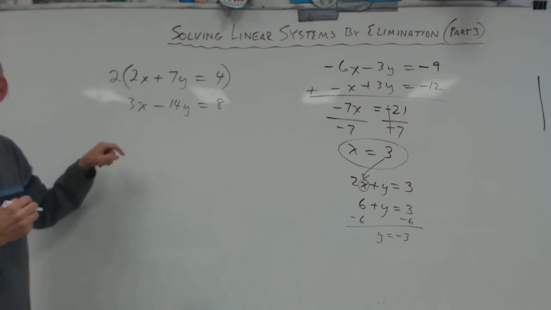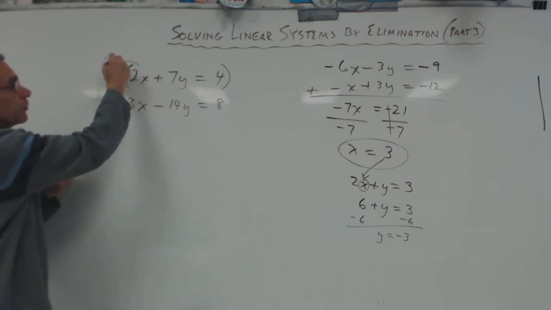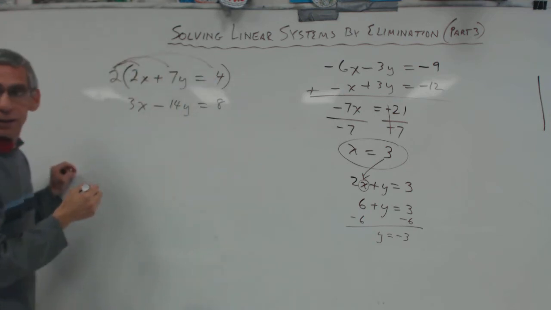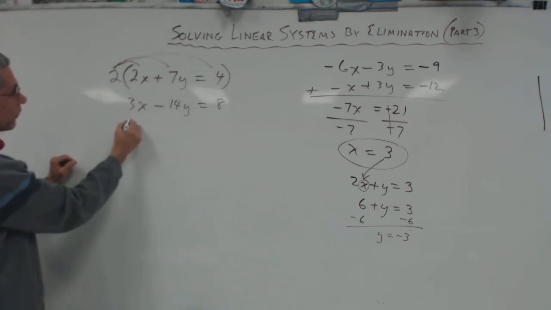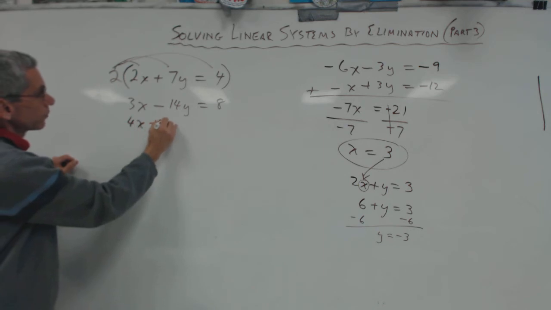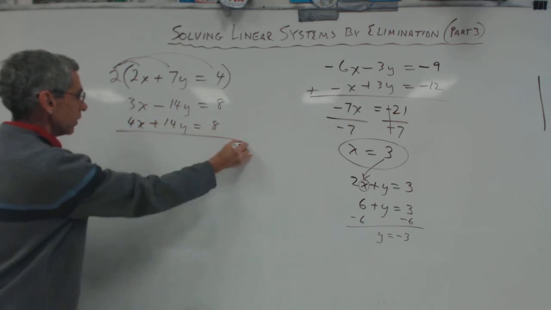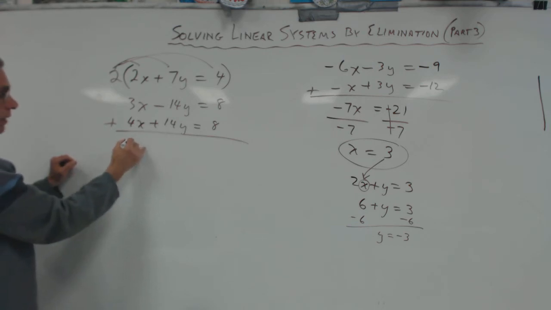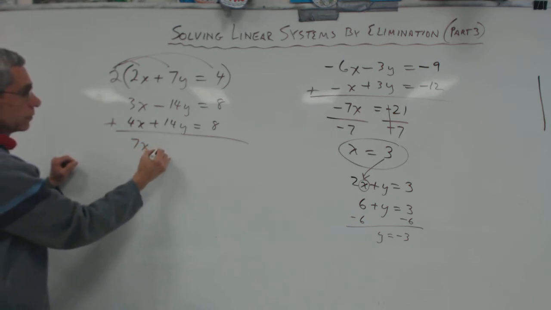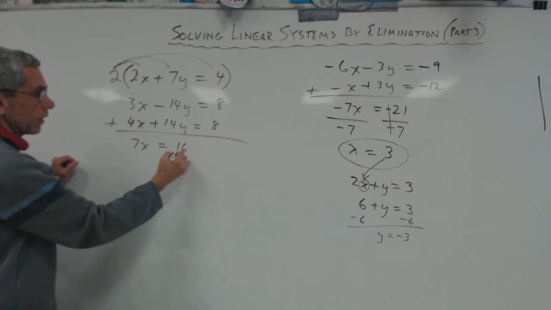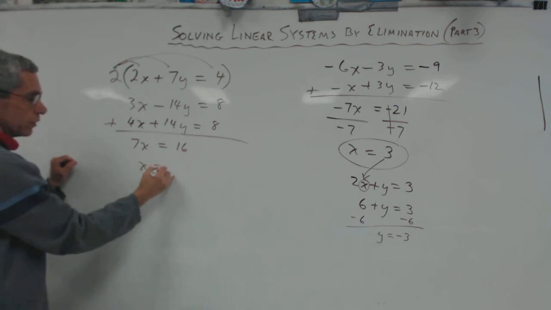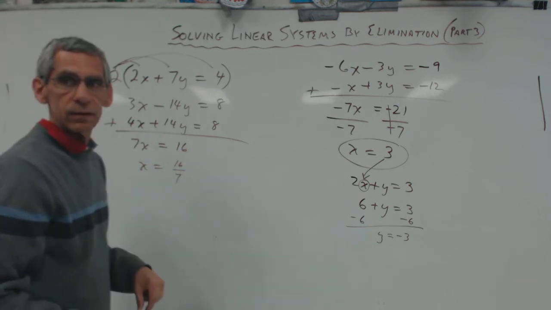Right, then they would cross out, so like multiply all that stuff. So I'd have to multiply this times everything. And then I could even do it under here if I want. 4x plus 14y equals 8, right? Okay, and there you go. I add them together, and that gives me 7x equals 16, right? And then x is equal to 16 sevenths, right?